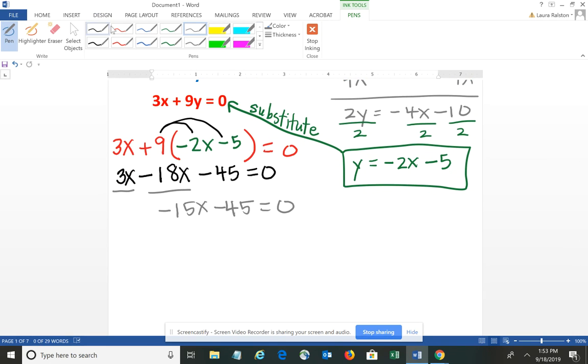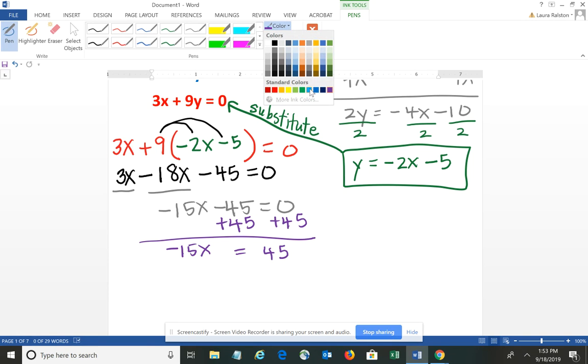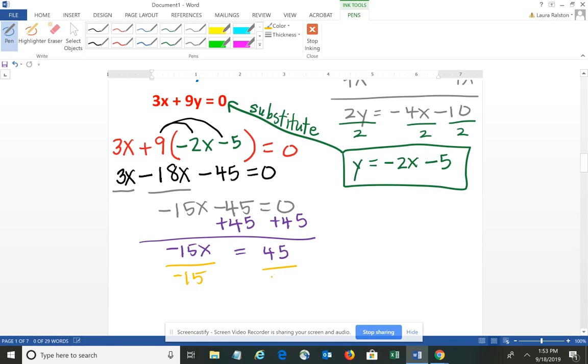Okay, again, I'm still trying to solve for x here, so I'm going to add 45 to either side. So I have negative 15x equals 45. I then need to divide both sides by negative 15. So I have x equals negative 3.